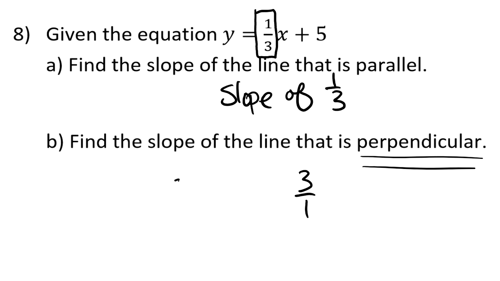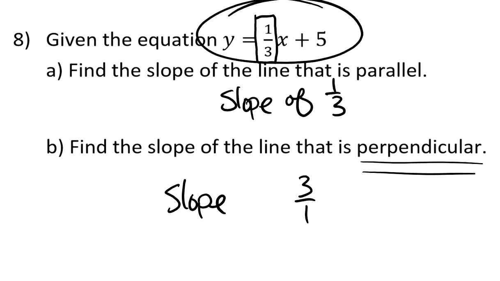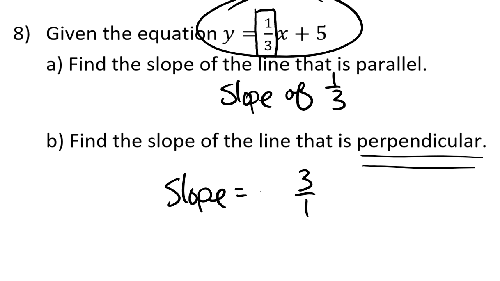has to change. So the slope of any line that's perpendicular to this line, right, y equals 1/3 x plus 5, would have to have a slope that's equal to -3/1. So down 3/1. So again, it's the reciprocal and it's the opposite in sign.